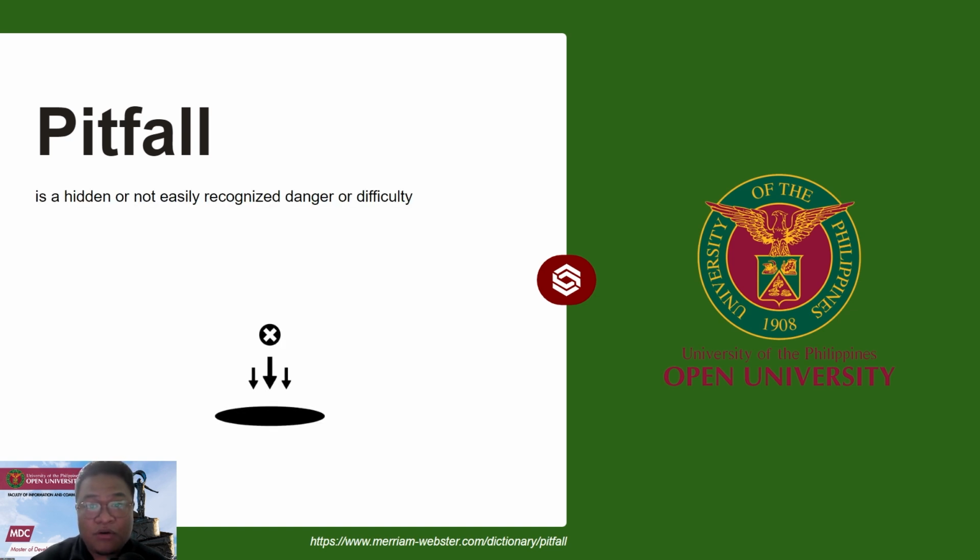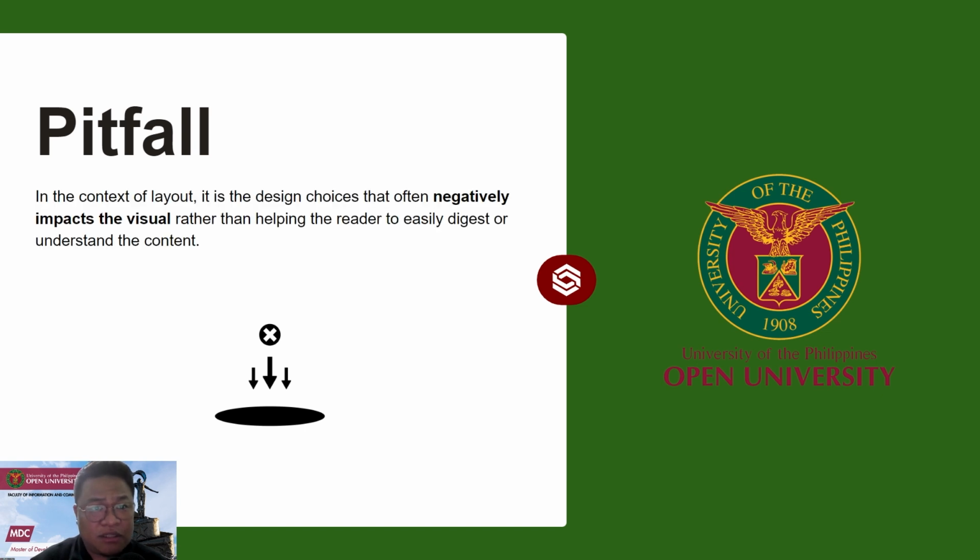Let's start with why is a pitfall called a pitfall? According to Merriam-Webster, a pitfall is usually a hidden or not easily recognized danger or difficulty. In the context of layout, it is the design choices that often negatively impact the visual, rather than helping the reader to easily digest or understand the content. That is why it is highly critical that we do not fall to these error designs. According to our textbook, these generally occur in newspaper layouts, but it could also occur in other publications.